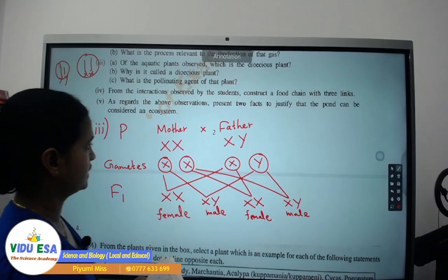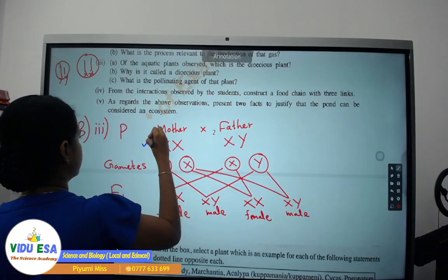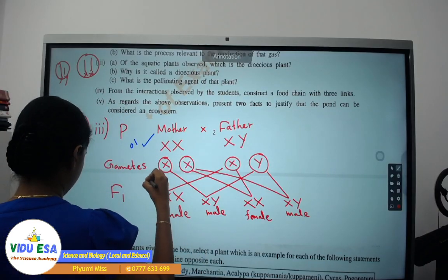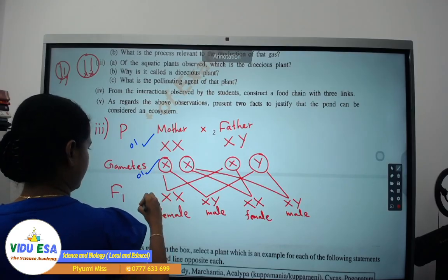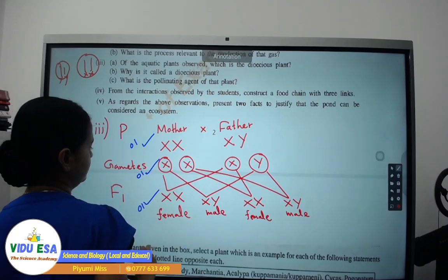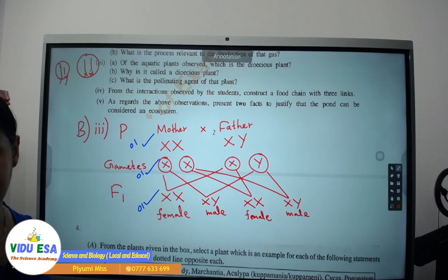So for this first step, for showing the parental genotypes 1 mark, for showing the gametes another 1 mark, for indicating the children, the genotypes as well as who they are, another 1 mark.